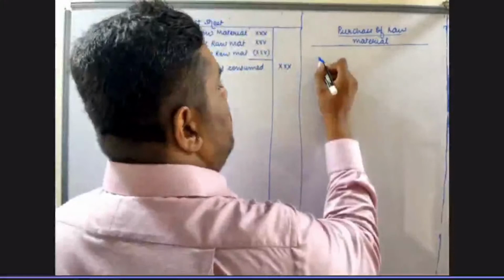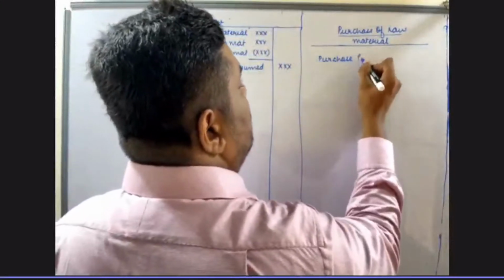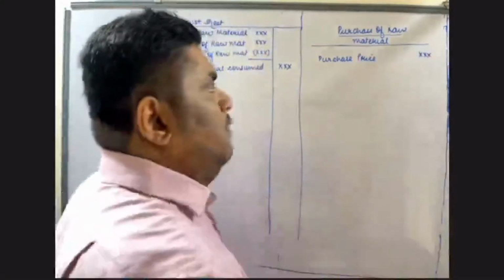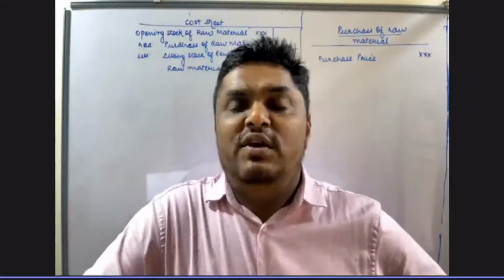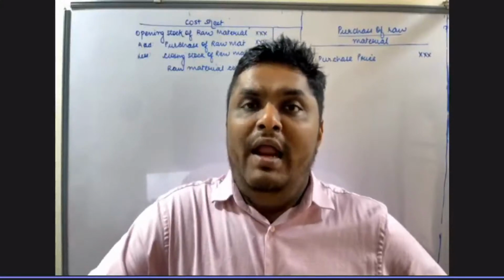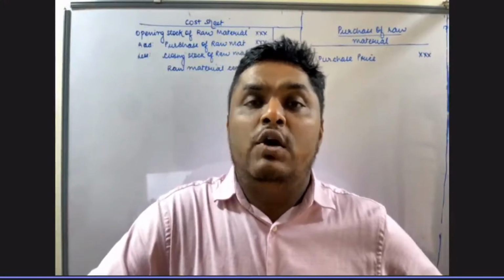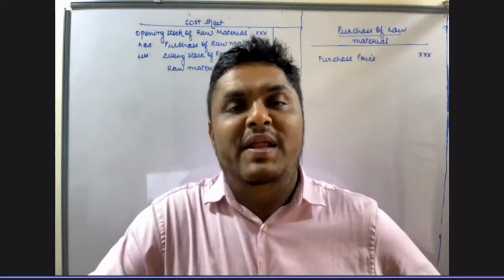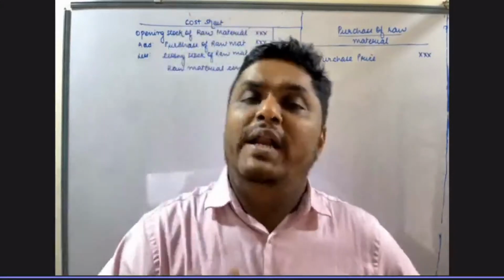So the purchase price. Now, let's say I'm the manufacturer of plastic buckets, and I import the raw material, that is PP granules, from a Japan-based company. Let's say from Sumitomo. There is a Japan-based company which is providing me PP granules.